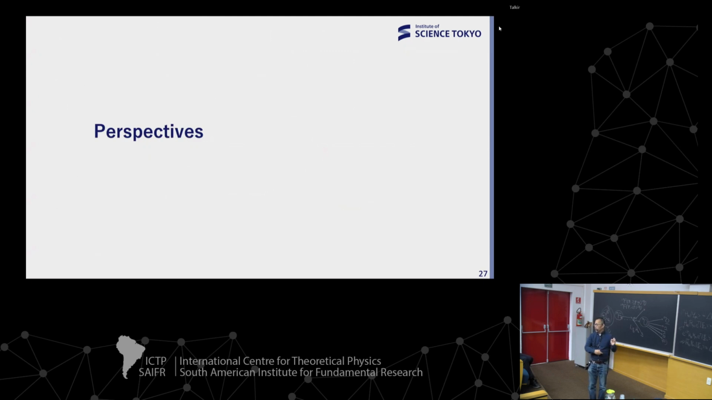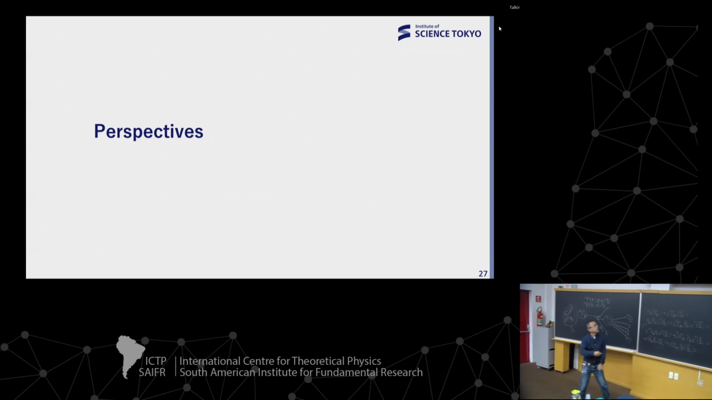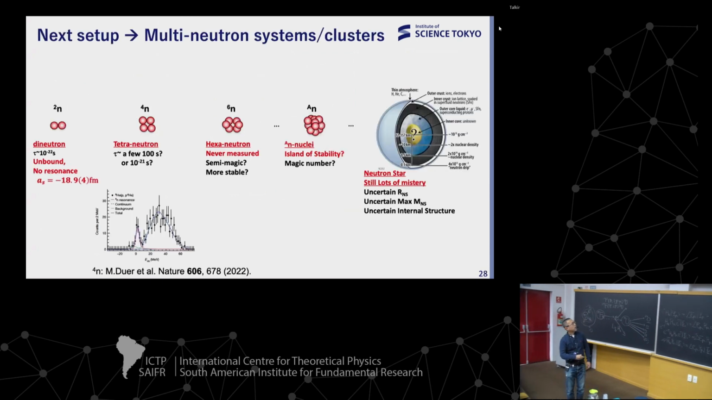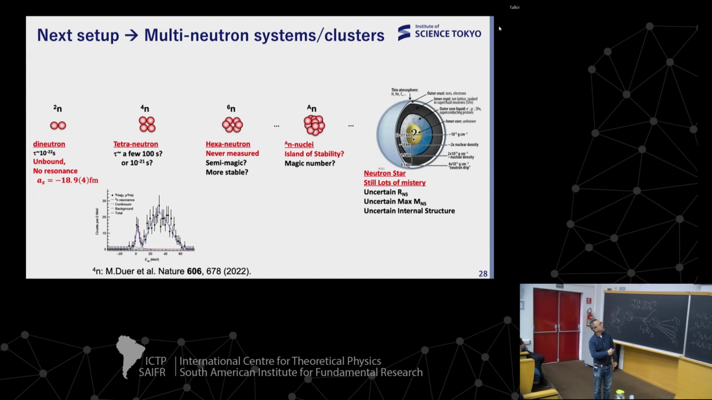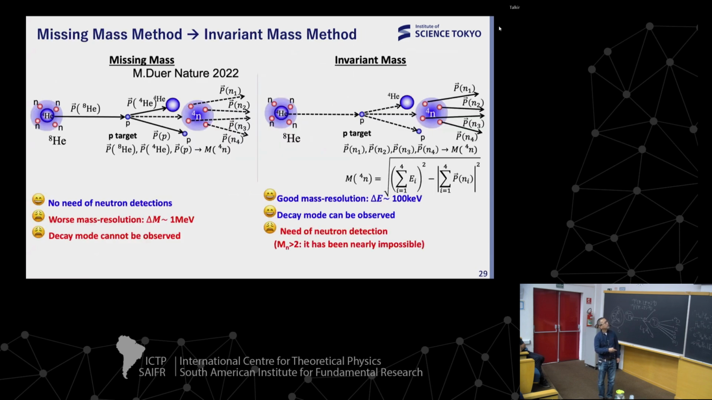Okay, that's about oxygen-28. And I still have some time, right? So perspectives for the rest of the time. I already discussed these neutron droplets. We would like to move on. Now we are here, tetraneutron, but still controversial. So we need to measure more, hexaneutron, and so on and so forth.